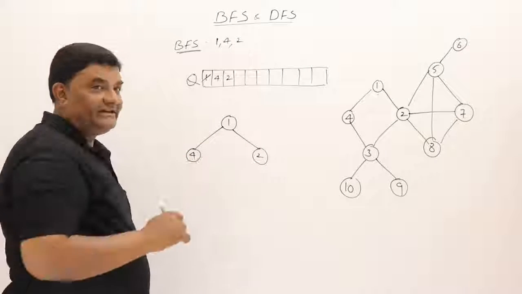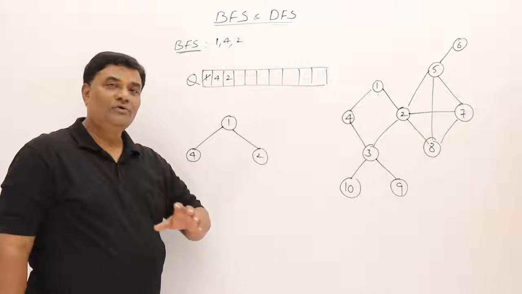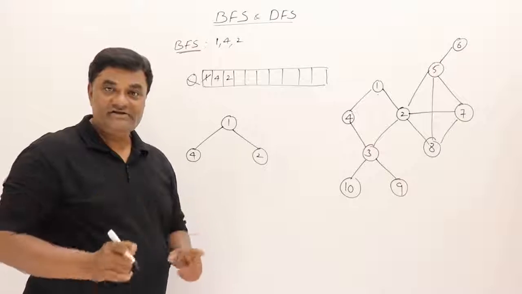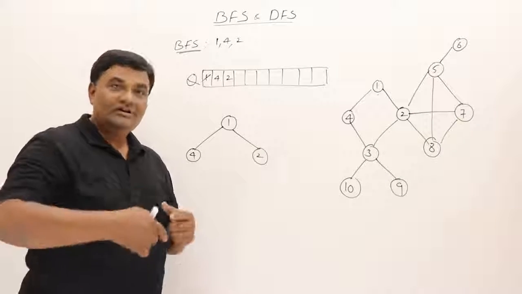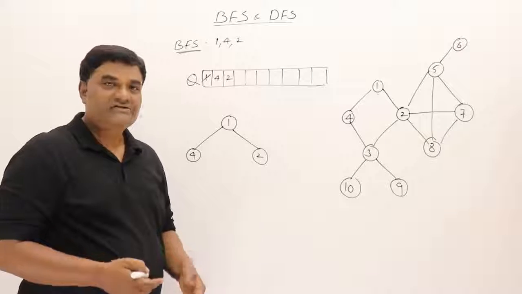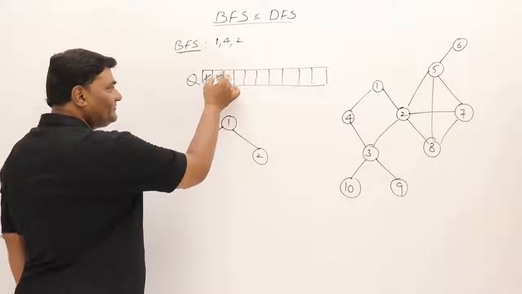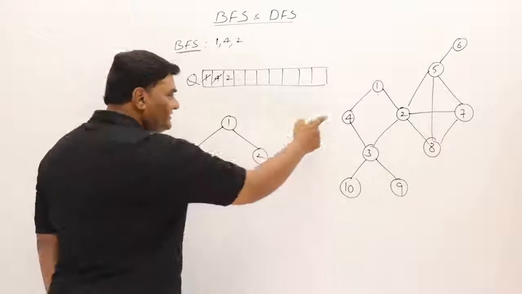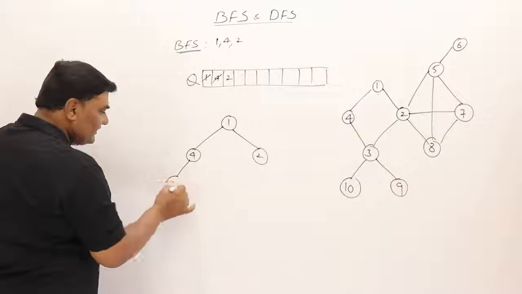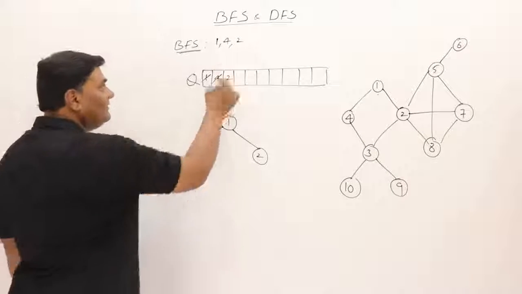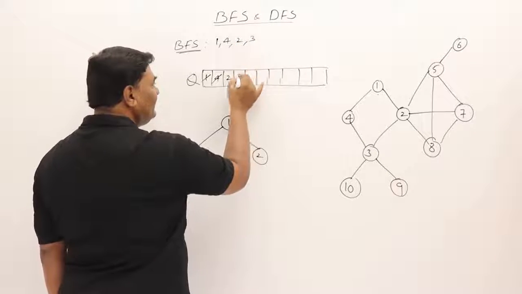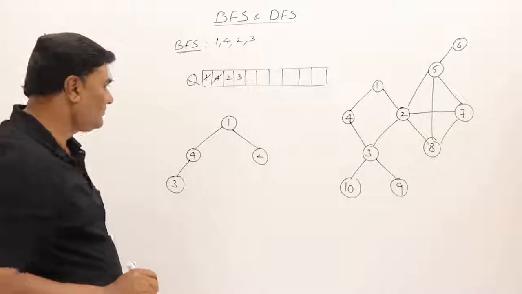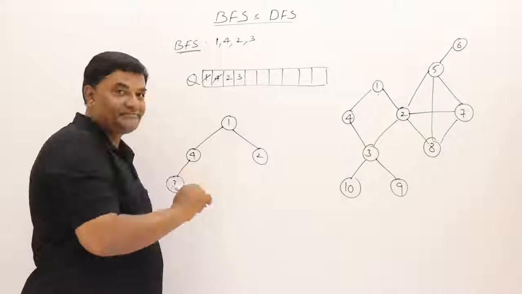Now 1 is completely explored. There is no adjacent vertex remaining for vertex 1. This is the first iteration completed. Now repeat the procedure. What to do next? Select the next vertex for exploration from Q, that is 4. Start exploring 4. Who is adjacent to 4? 3. I am drawing it like a tree here. So 3 is adjacent, so add it to Q. Any other adjacent for 4? Nothing is adjacent for 4. So 4 is completely explored.